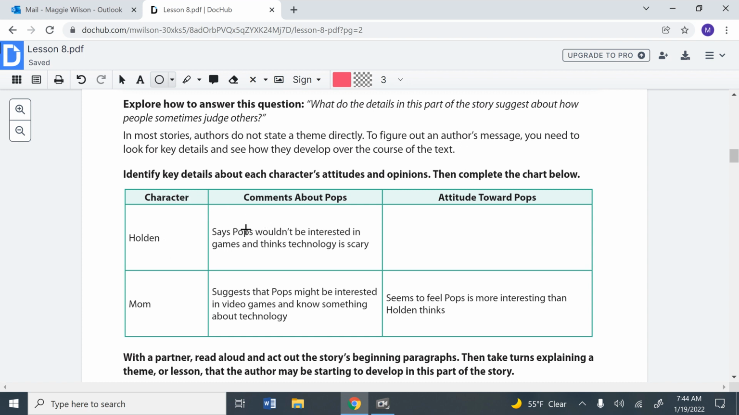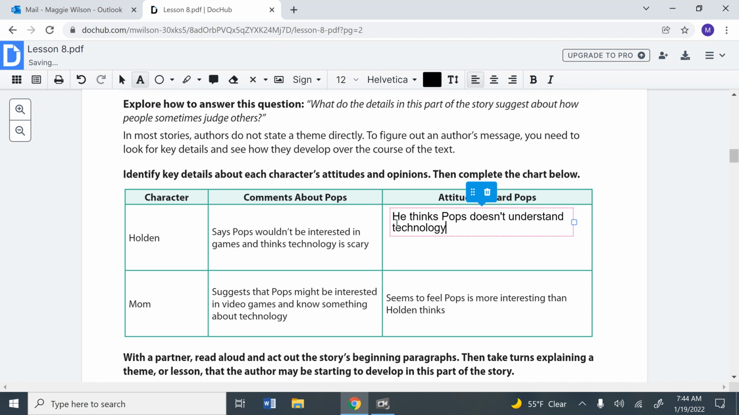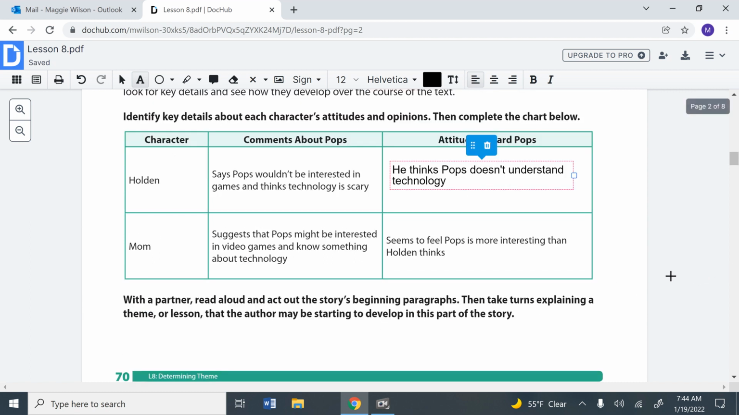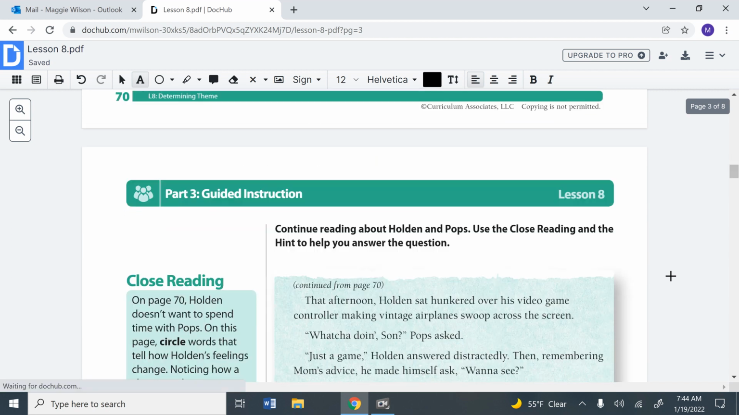So our character Holden, he said that Pops wouldn't be interested in games and thinks technology is scary. So his attitude towards Pops is that he thinks Pops doesn't understand technology. The mother suggested that Pops might be interested in video games and knows something about technology. So she seems to feel that Pops is more interesting than Holden thinks. Let's continue reading.